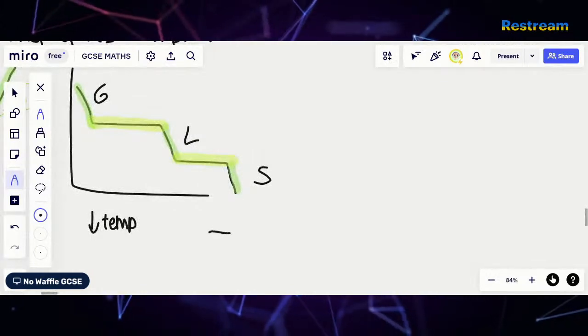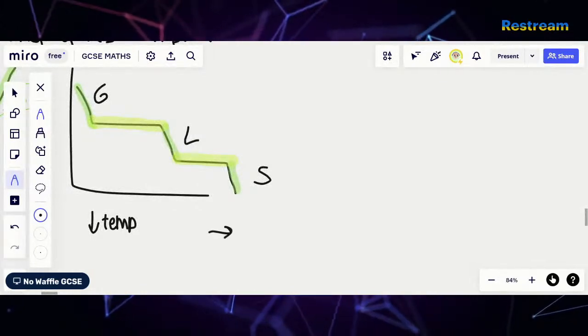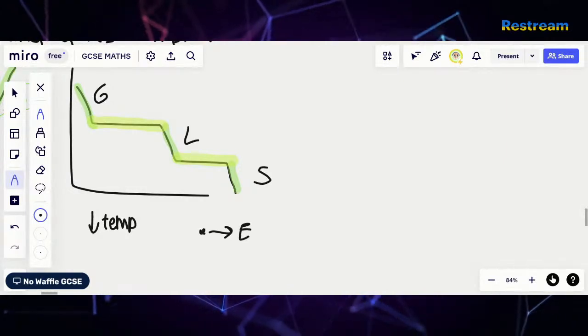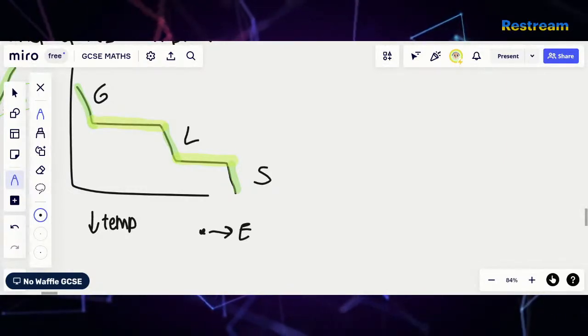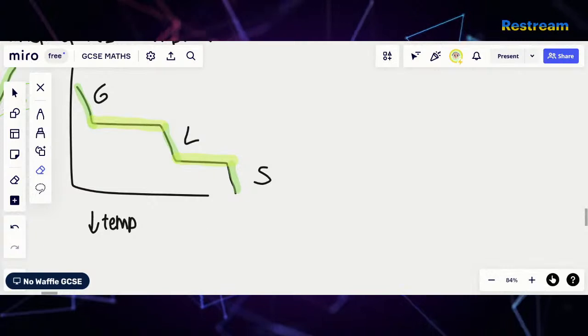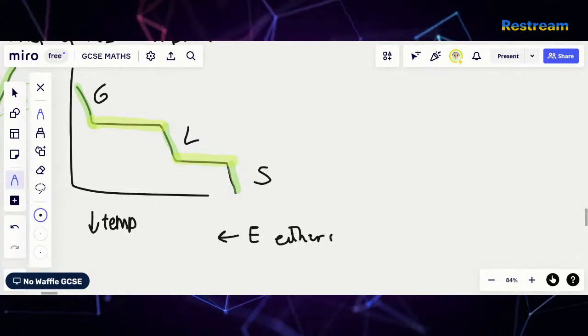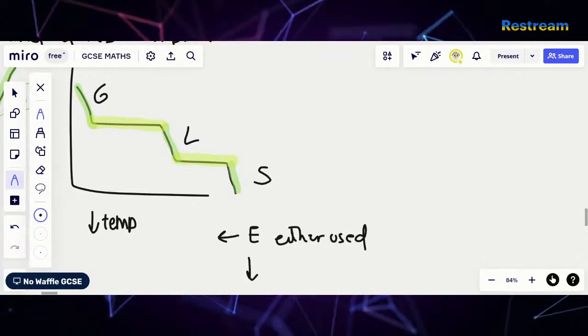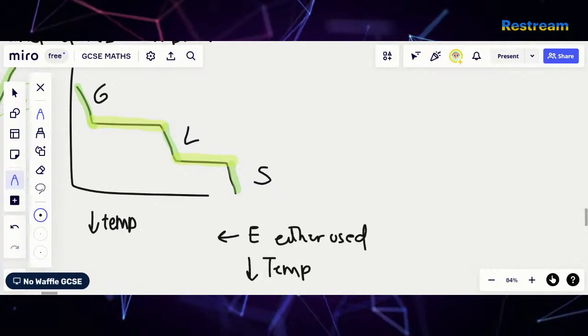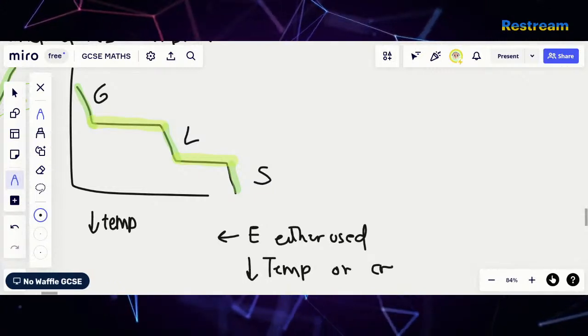So we see that all the energy inputted is, or actually in this case, it's being released, isn't it? So all of the energy released is either used to decrease the temperature or to create bonds.